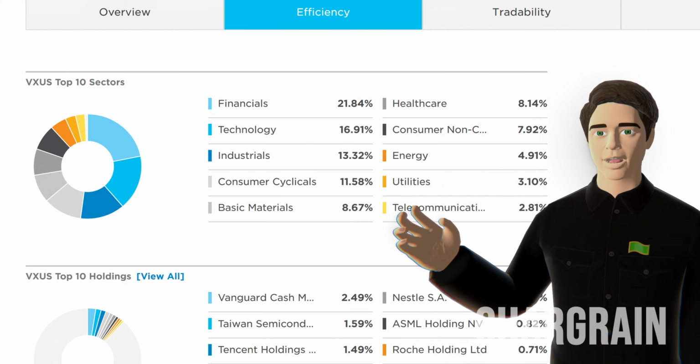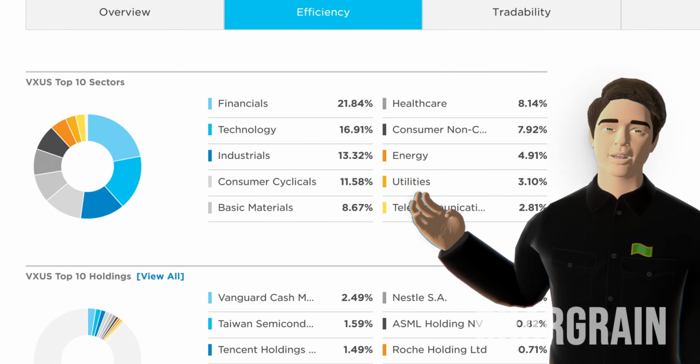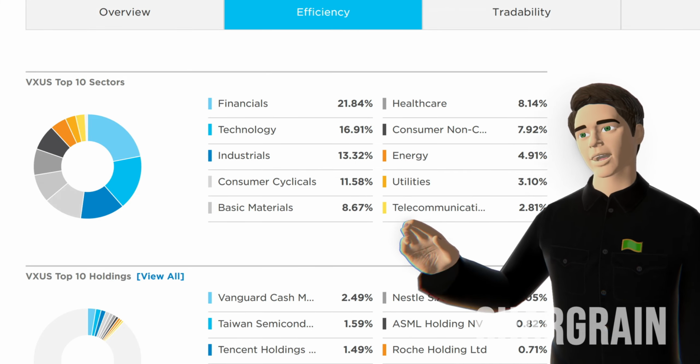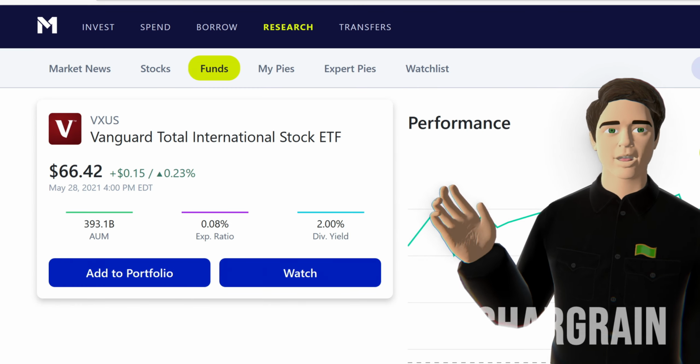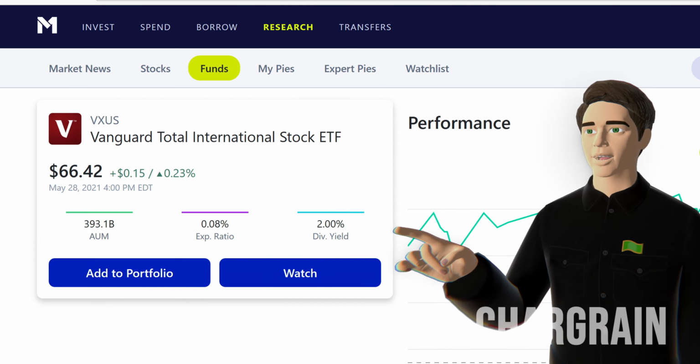There's also a sector breakdown for VXUS. And of course, you can find all this information I'm showing you on ETF.com. So to buy this, all you would do is go to your brokerage of choice, click the buy button you see over there, and you're good to go.